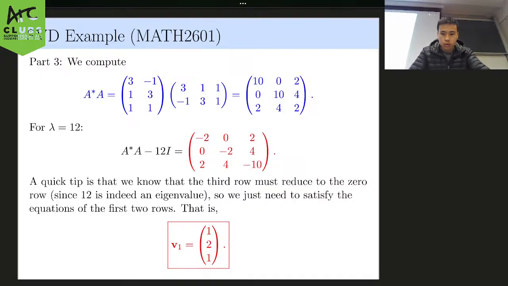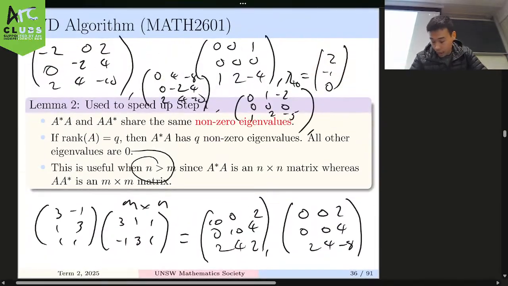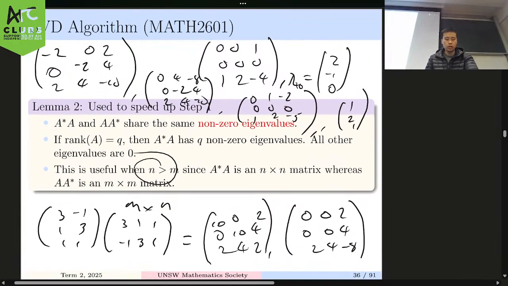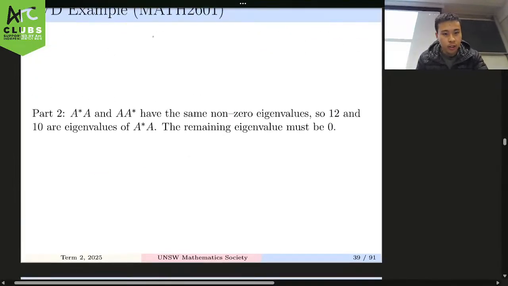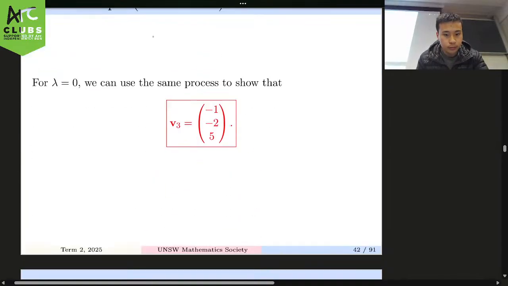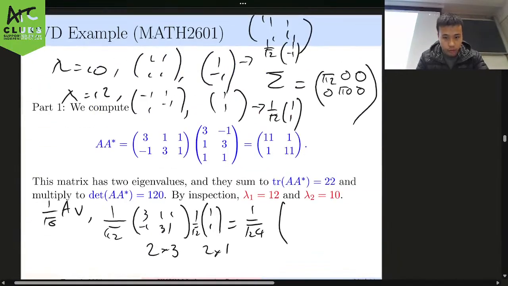Did I do that wrong? Wait. 2 minus 12, 10. Okay, whatever, I'm just gonna cheat there. The eigenvector of that is 1, 2, 1. And you also have the case when lambda is equal to 0. Lambda equal to 0 is not a useless case. We still need to calculate it to put it in our V matrix. At this point I'm just gonna cheat. So the other one is negative 1, negative 2, 5.